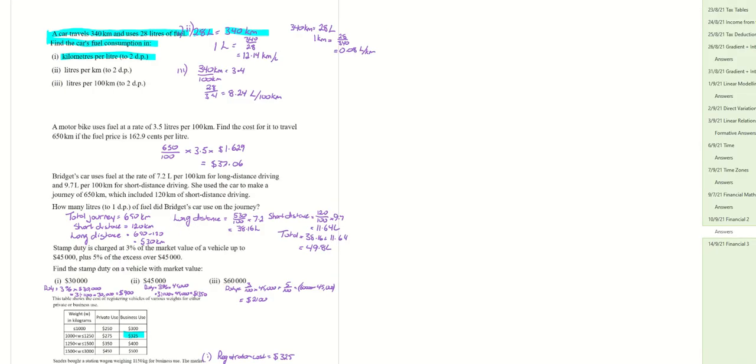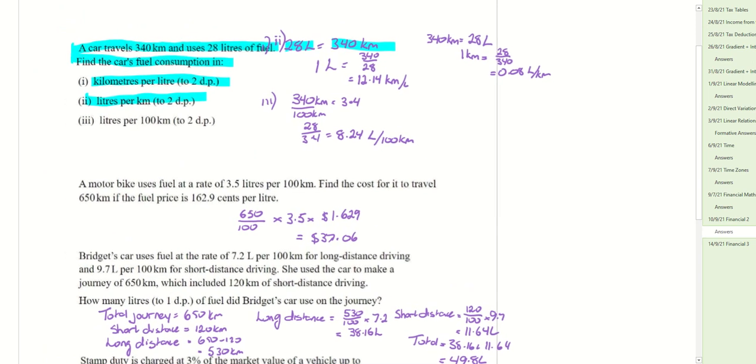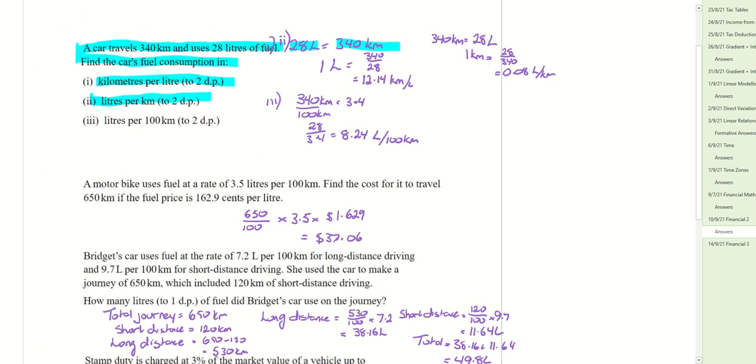Okay, having a look at the next one. Next one's asked us for in litres per kilometre to 2 decimal places. So this time around, we've got 340 kilometres requires 28 litres. So for 1 kilometre, we require 28 litres divided by 340, 0.08 litres per kilometre.